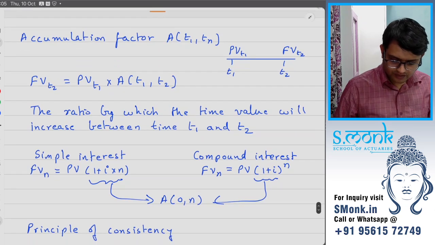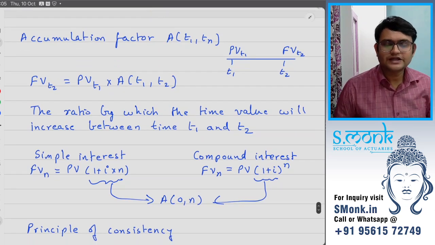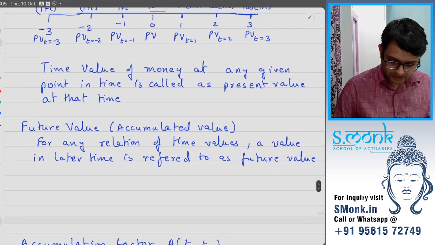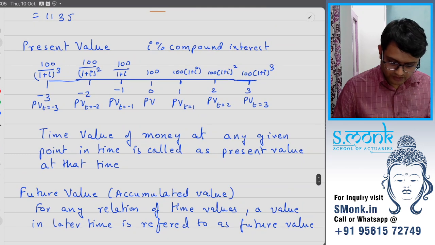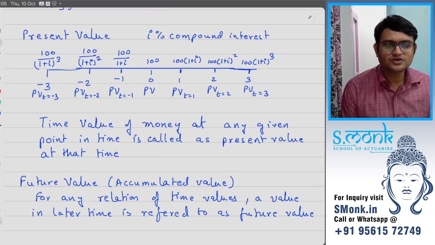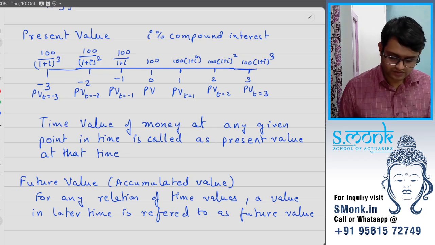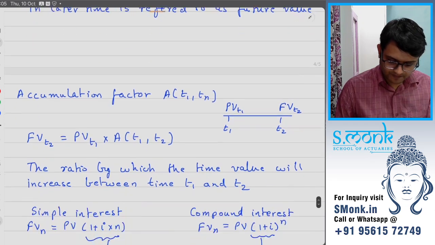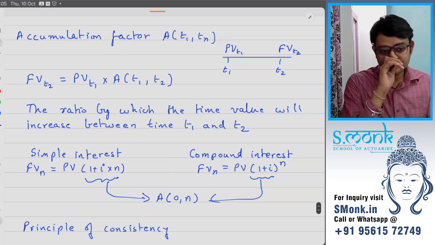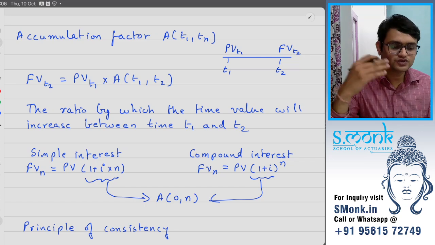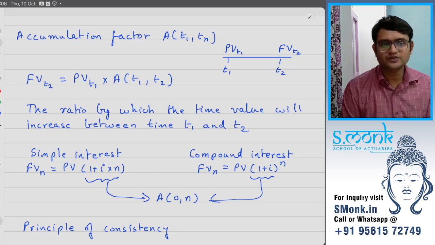Yesterday we were talking about interest rates, especially simple interest and compound interest, and after that we talked a little bit about the notations that we are going to use. Present value is something that we will be using, future value, these terms, then accumulation factor. Future value, we'll also call it accumulated value. The value that has been accumulated after so many years, we'll call it accumulated value.